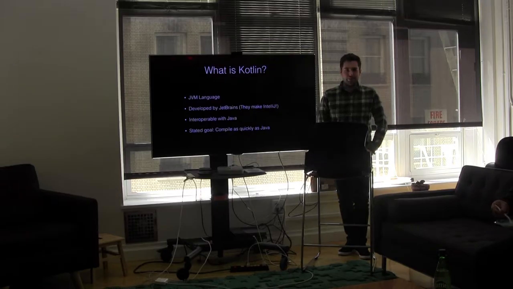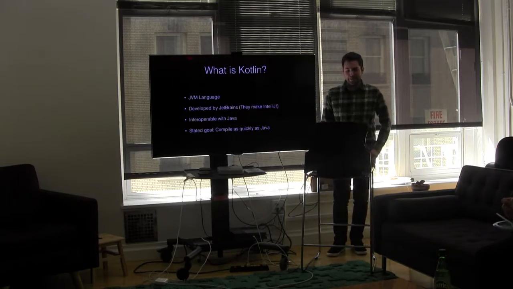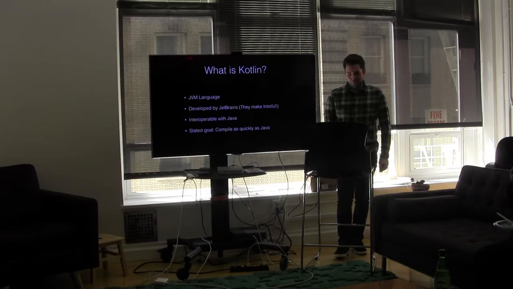And one of the stated goals of the language is to compile as quickly as Java. I guess one of the things that spurred it was they liked Scala at JetBrains, but it was super slow to compile and it needed its runtime and all that. So one of the goals of Kotlin is to compile as quickly, and it doesn't need its own runtime.